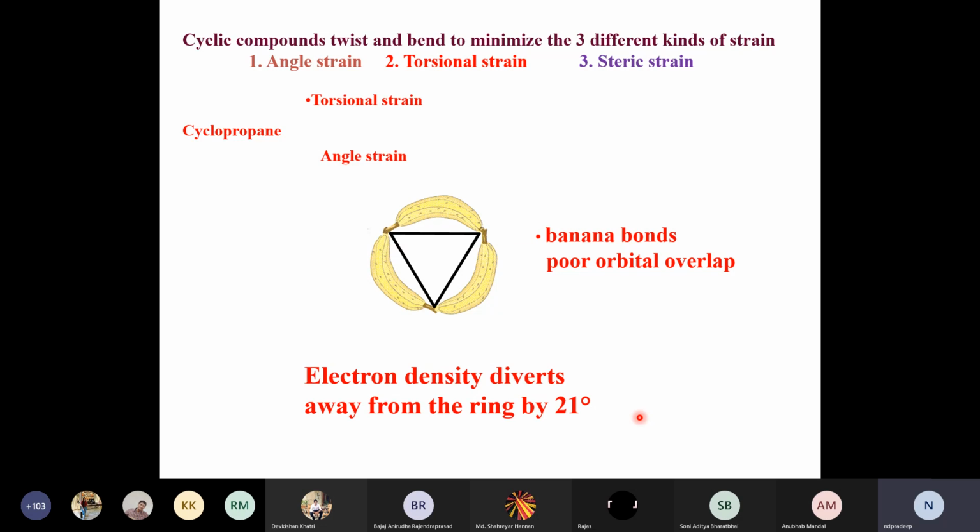Fine. So now the question we ask is: cyclopropane, what are the strains there? Most of the time there are torsional strain and angle strain. And how much does the electron density divert from the ring? By 21 degree. Sometime we might ask you the degree also. You might say, sir, it's not memorizing, but still, for certain previous semesters we asked this question, how many degrees it is. Okay, it is by 21 degree.